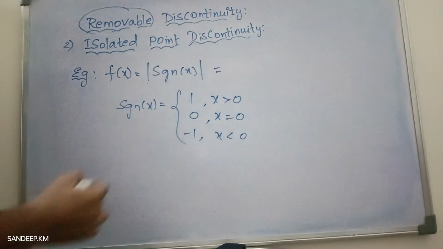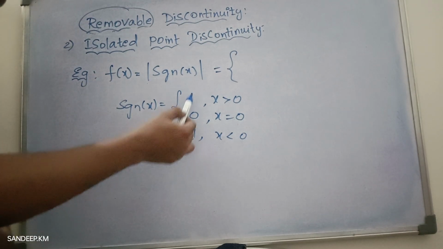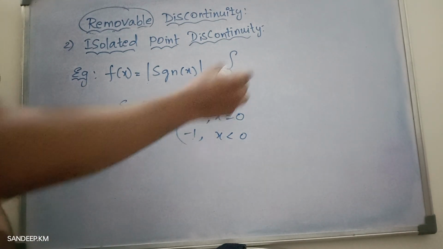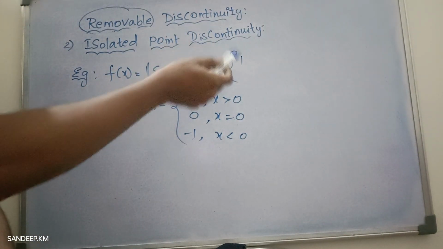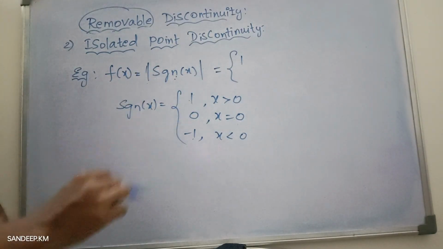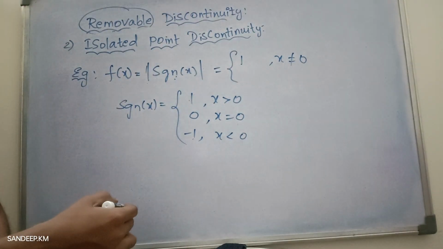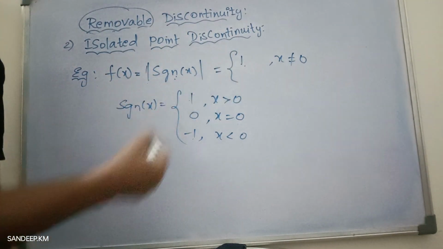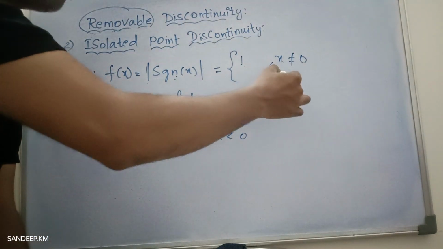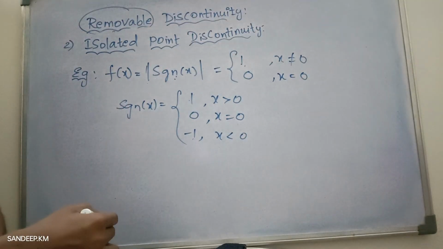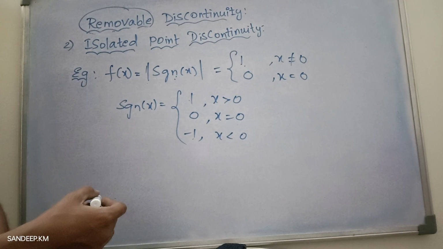In that case, what is modulus of signum of x? When input is negative or when input is positive, it doesn't matter. The output will be plus 1. Because of modulus, modulus of plus 1 is 1, modulus of minus 1 is also 1, correct or not? So when input is not 0, the output is 1. For positive inputs also the output is 1, and for negative inputs also the output is 1 because of modulus. And when input is 0, the output is 0. So these are the values of modulus of signum of x.